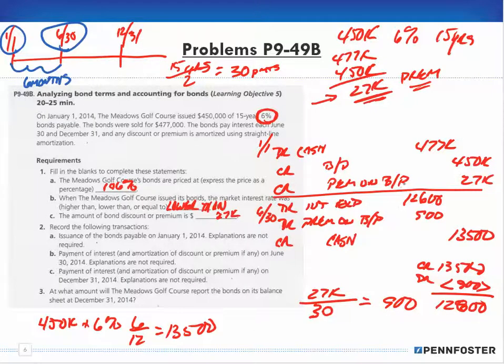And again, this is going back to B, being lower than, right? At 6%, the interest is 13,500, but that's not what the effective rate is. The effective rate is 12,600, which is lower than the 13,500. So that's where doing that math comes in, so that you can see that B is lower than.